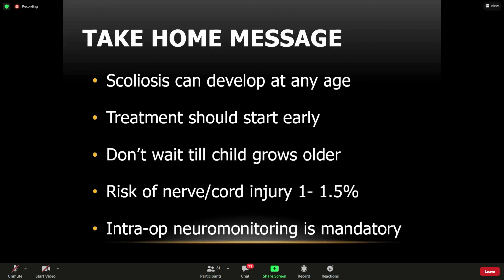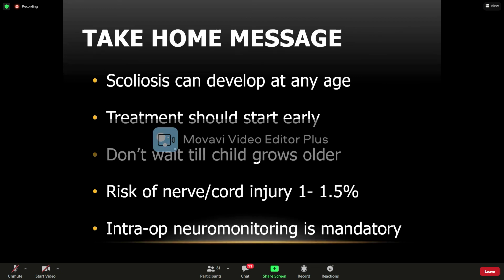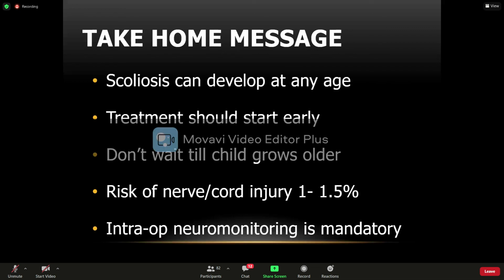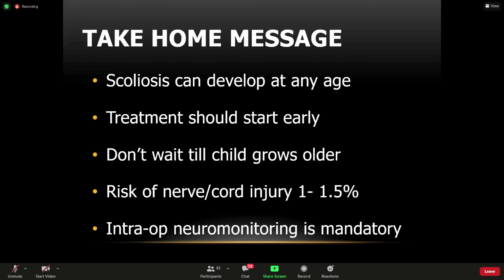One of the things that everybody is worried about with scoliosis surgery is, are there any risks with the surgery? Well, like any other surgery, scoliosis surgery does entail some risks. There is a risk of nerve or spinal cord injury. It's around 1 to 1.5%. So we use something called intraoperative neuromonitoring to monitor the health of the spinal cord during the entire surgery. We pass some signals from the brain and pick them up in the foot, and then pass some signals at the foot and pick them up in the brain, just to make sure that the signals are passing up and down the spinal cord normally.